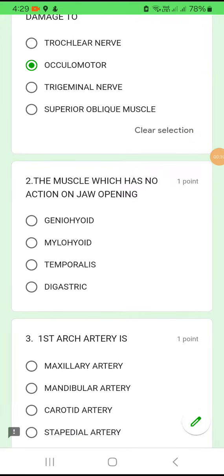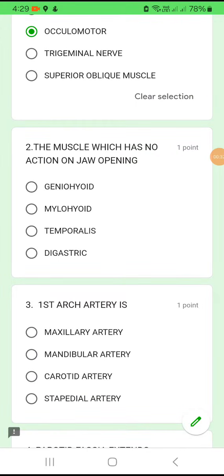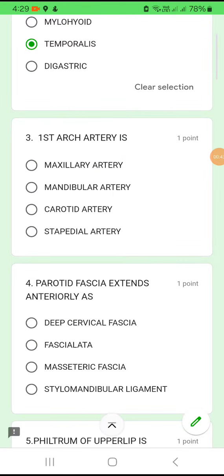Second question, the muscle which has no action on jaw opening. So geniohyoid, mylohyoid, temporalis and digastric. Among all of these, temporalis does not help in jaw opening. So temporalis is the answer, option C.